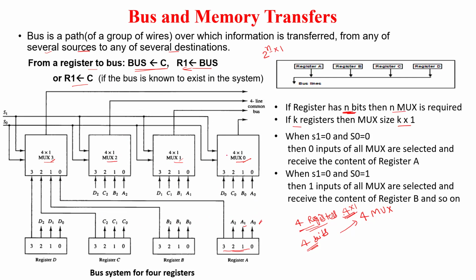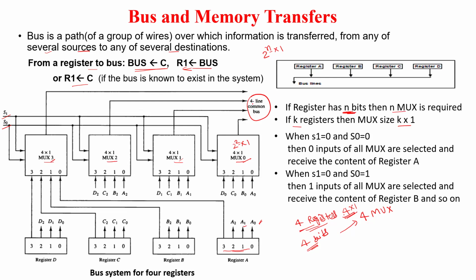Now since the size is 4 cross 1, that is 2 to the power 2 cross 1, the number of selection lines is how many? 2. So that is here S0, S1. The same selection lines are connected together to all multiplexers, and each multiplexer has a single output. So in total we have 4 outputs here, that is the common bus having 4 lines.